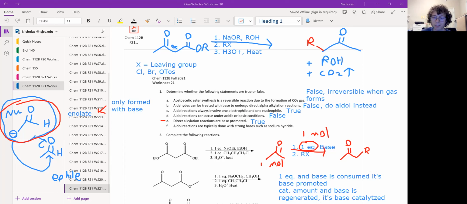So just be aware of these distinctions because we're going to see examples of both coming up in the class. And the last one on question 1: aldol reactions are typically done with strong bases such as sodium hydride. This is false. We usually use bases like sodium hydroxide or an alkoxide, but we wouldn't want to use a strong base like hydride. Okay, so that is question 1.